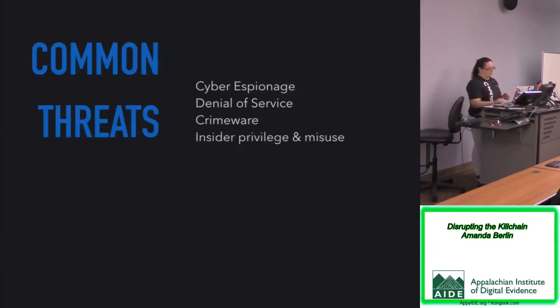Fourth is insider privilege and misuse. So like a rogue admin, that kind of stuff. And then, people like all of you back there. Yeah. And then the rest of them are lower in priority usually.